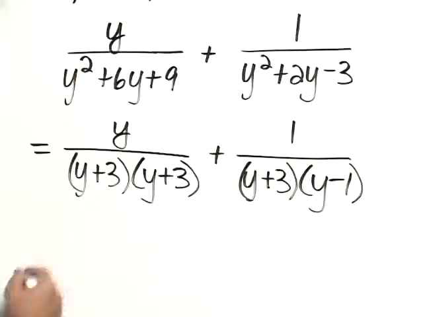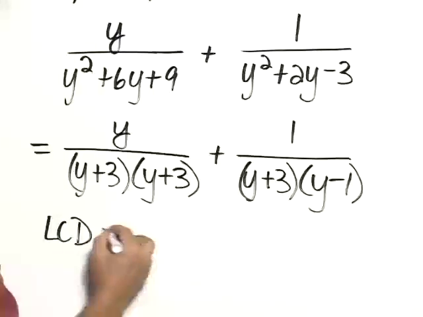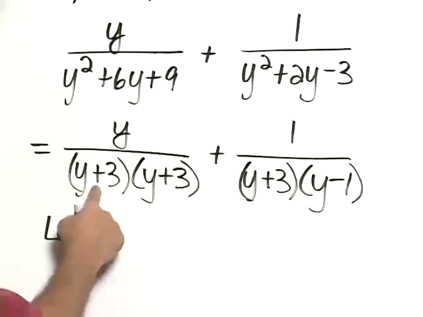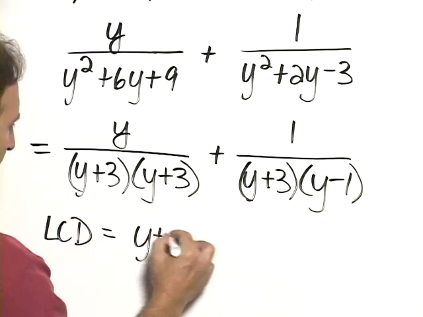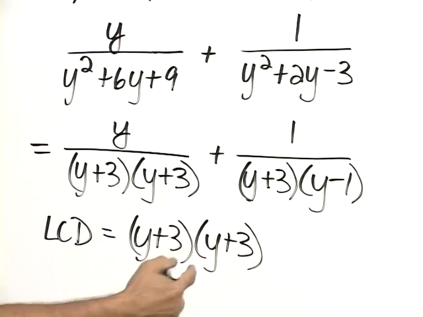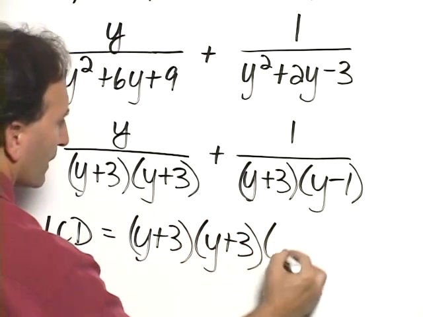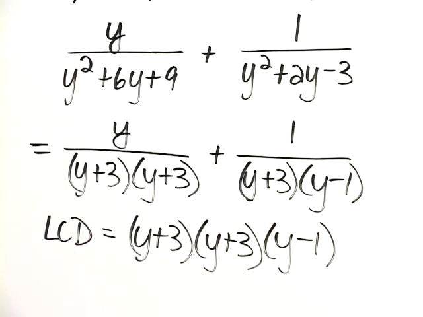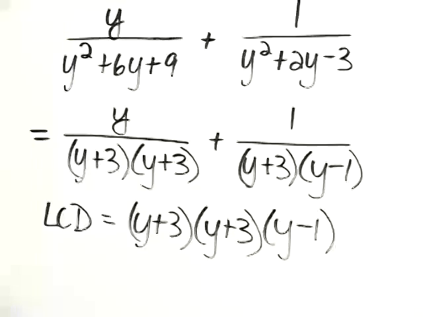And now we can see that the LCD is equal to, we need the y plus 3 times the y plus 3. And now when we go to the second denominator, we already have the y plus 3, but we need the y minus 1, so that's our LCD.